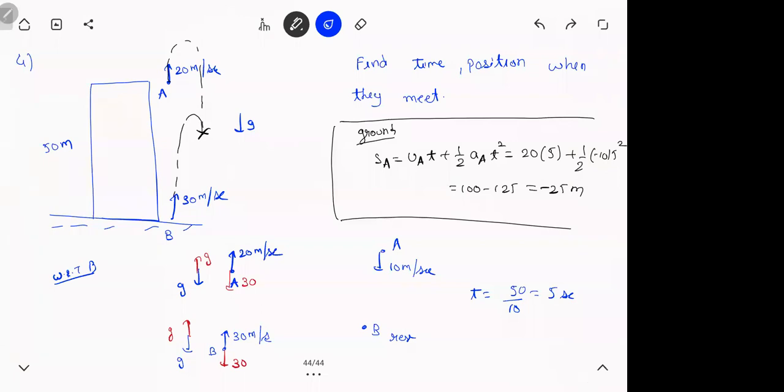Turning the page. Hope all copied. Anyone? Should I wait for a minute or go ahead? Okay.